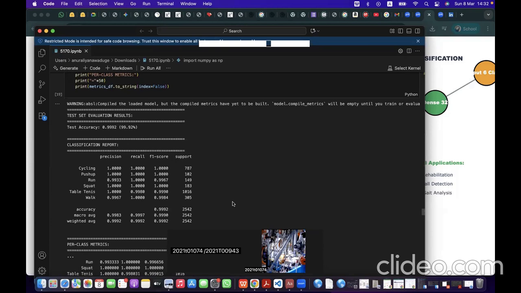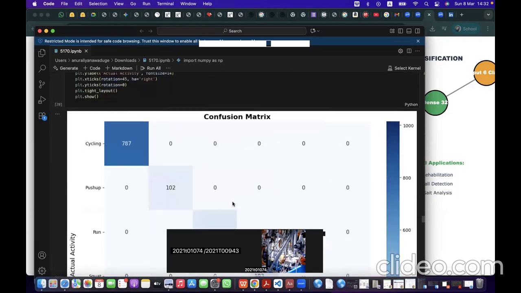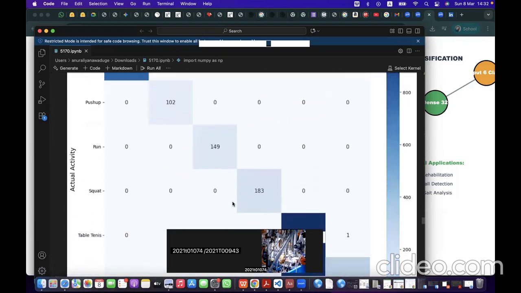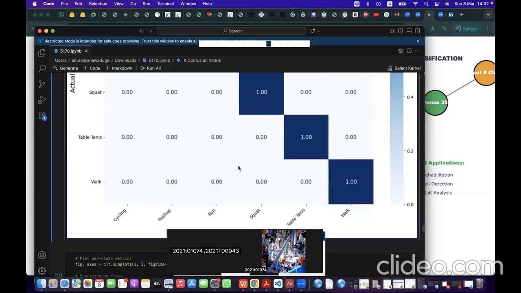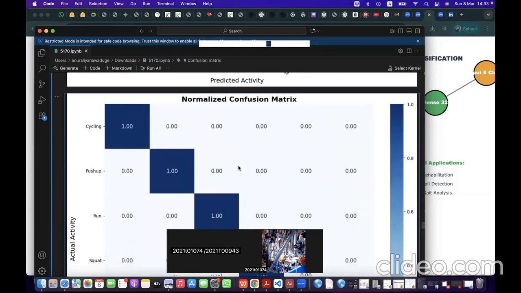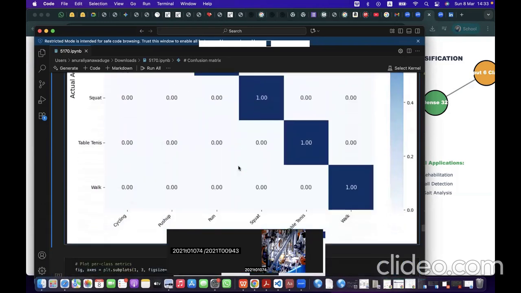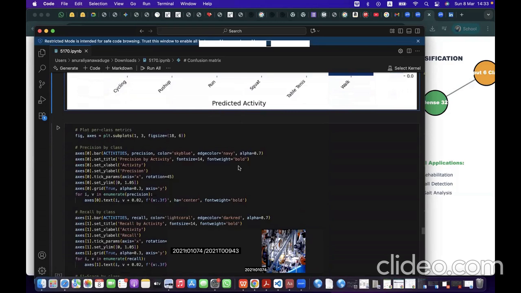99.97%. F1 score, you can see that it is the harmonic mean of precision and recall, 99.90%. Confusion matrix, you can see which activities get confused. Also, you can see the normalized confusion matrix. In medical applications, recall might be more important than precision. We would rather have false alarms than miss a real fall.